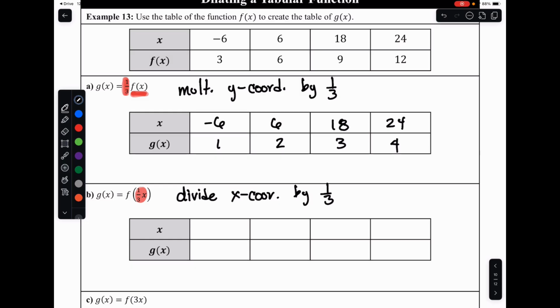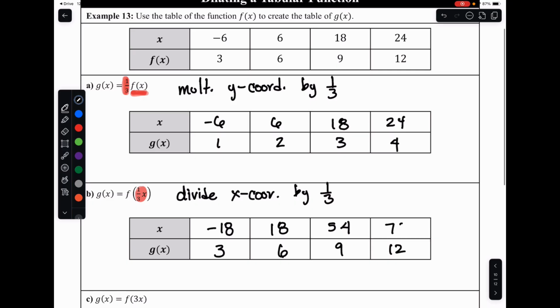So our y values are going to stay as 3, 6, 9, and 12, but the x values are going to be divided by 1/3. So -6 divided by 1/3 is -18. 6 divided by 1/3 is 18. 18 divided by 1/3, that is 54. And 24 divided by 1/3 is 72.